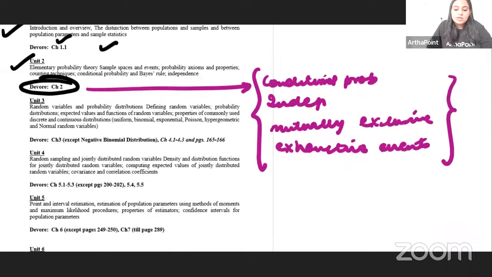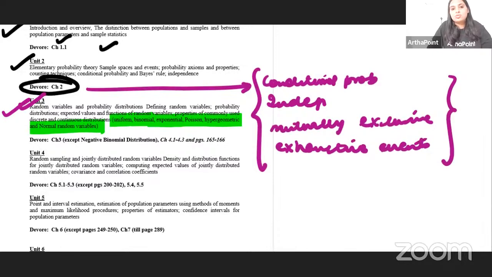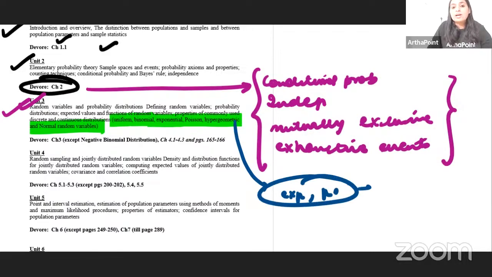Then the third unit is about random variables, right? So we will define the various distributions. Very, very important. We'll define uniform, binomial, exponential, Poisson, hypergeometric, and normal distribution. Now, a lot of students get confused between when to use exponential, when to use Poisson. So I'll tell you clear distinctions, when to use what.